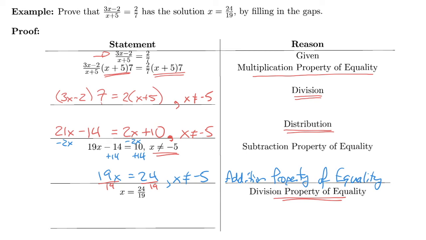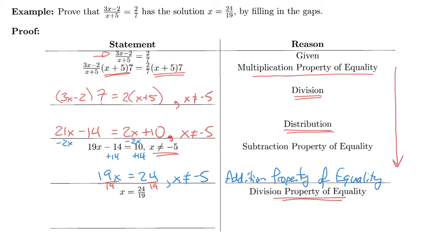I mean, I could have divided by 18 on both sides, but that really wouldn't have helped me move towards my goal. I could still justify it. So what I'm trying to do here is choose steps wisely so that I'm moving towards my goal. But really the purpose of this is to get you used to this idea of justifying each of those steps here. Now, I've got that x is equal to 24 over 19.